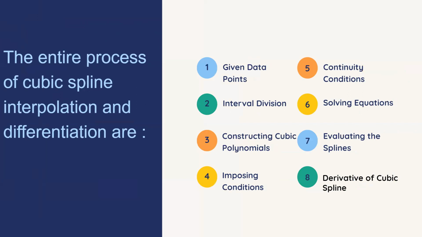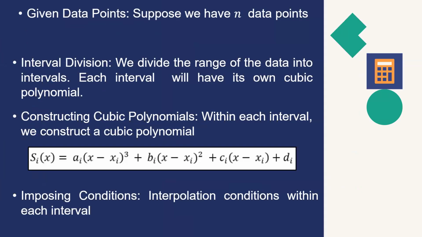Next are the steps of cubic spline interpolation and differentiation: given data points, interval division, constructing cubic polynomials, imposing conditions, continuity conditions, solving equations, evaluating the spline, and derivative of the cubic spline. The first step is given data points. Suppose that we are given n data points, and let x1, y1, up to xn, yn be those data points. Next is interval division. We will divide the entire range of data into intervals, and each interval [xi, xi+1] will have its own cubic polynomial.